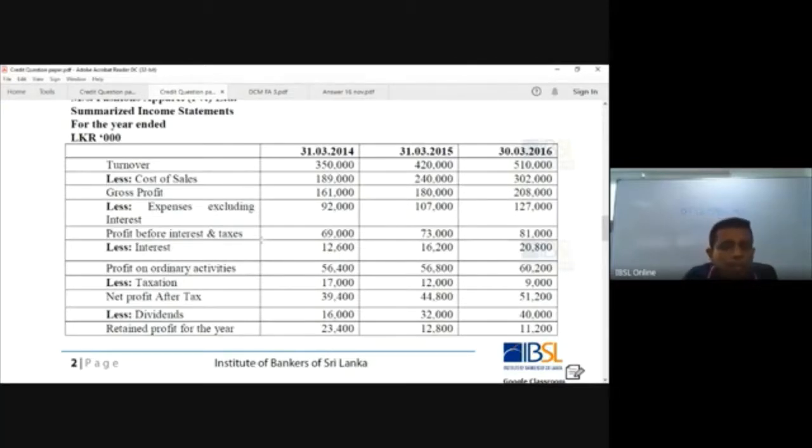There is a separate item called net profit after tax, right? For 2016, it is 51,200. If you take retained profit, it is 11,200. That is totally incorrect, right? Therefore, when you are to take the net profit after tax, you have to take the net profit after tax, right?